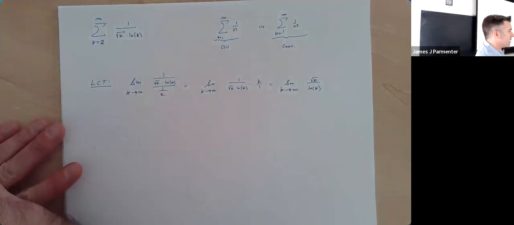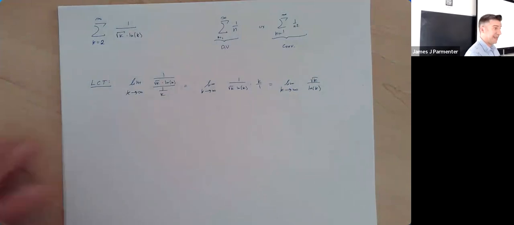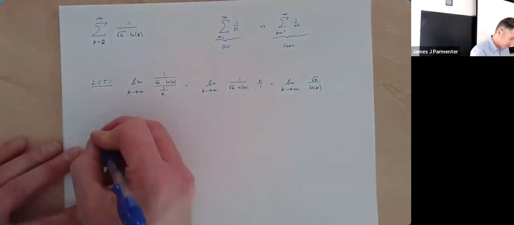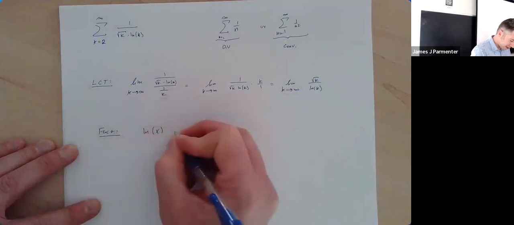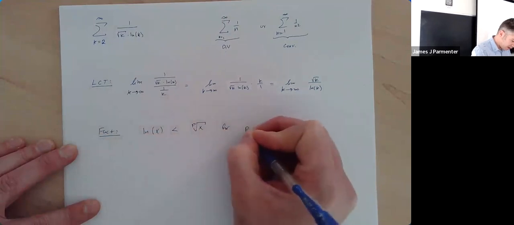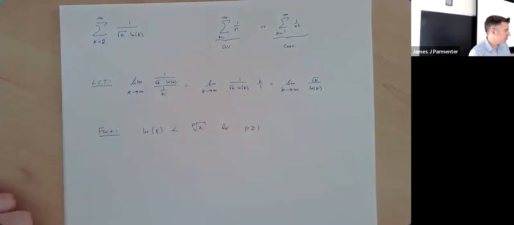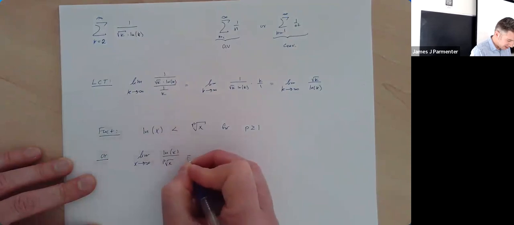So this is another example where you could use L'Hopital's rule. L'Hopital's rule comes up kind of a lot in the limit comparison test, or it can. But here's another way to approach this one. Fact: the natural log of x is less than the pth root of x for p greater than or equal to 1, eventually. Or in other words, the limit as x goes to infinity of the natural log of x over any root of x is eventually going to be 0.